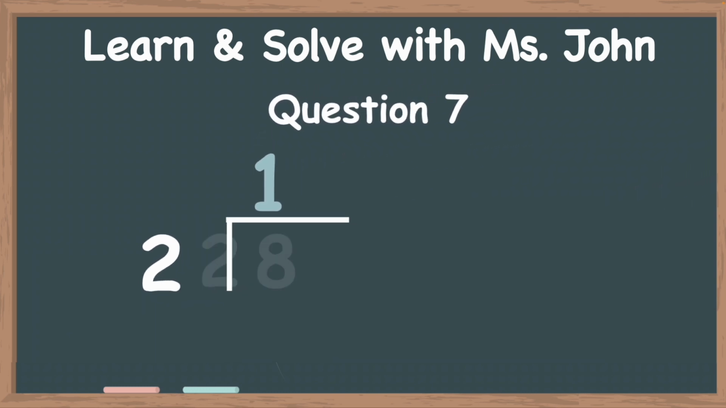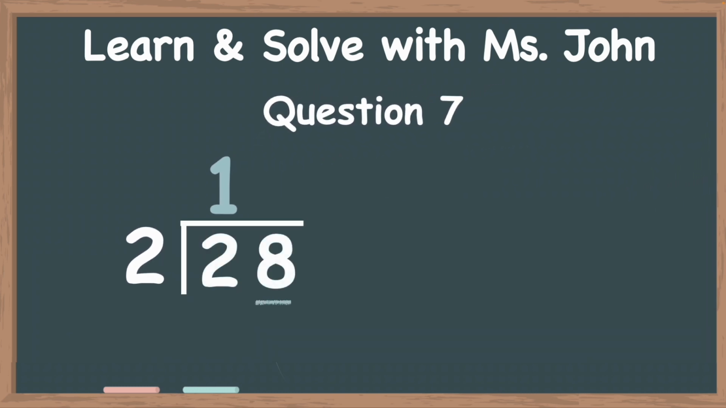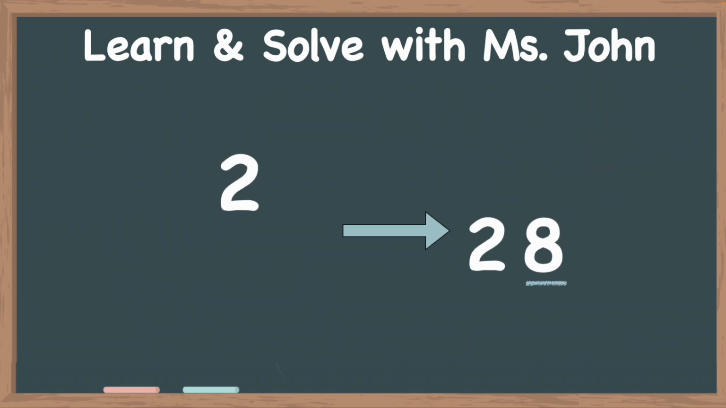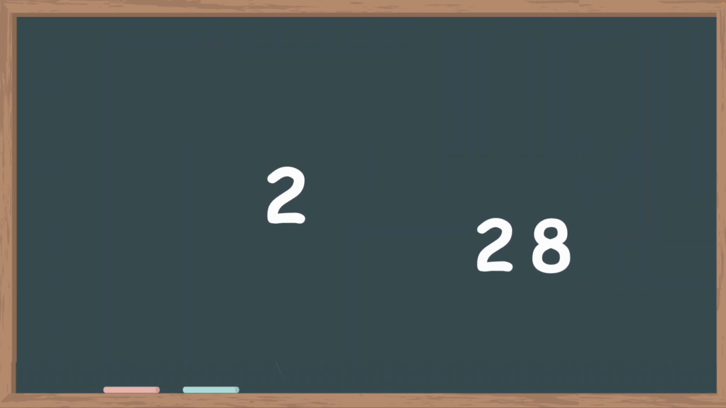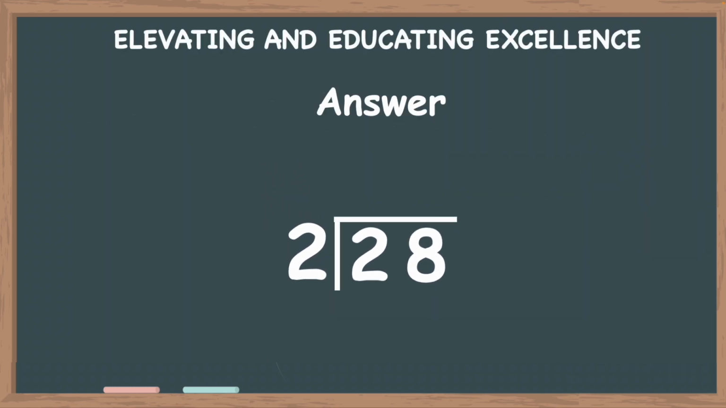Now we're going to look at 8 divided into 2. So again, we're going to think about 2 times what gives you 8. The answer is 4. 2 times 4 equals 8. So therefore 8 divided into 2 gives you 4. 28 divided by 2 equals 14.